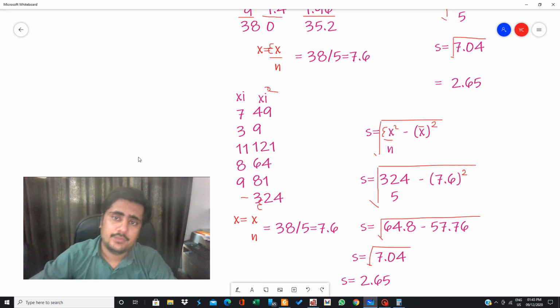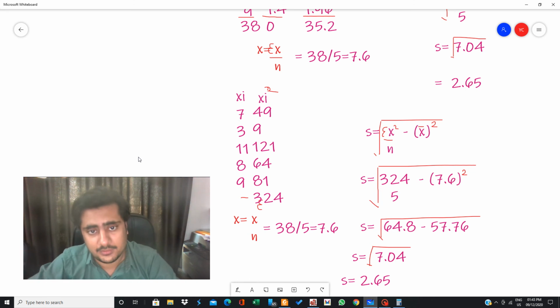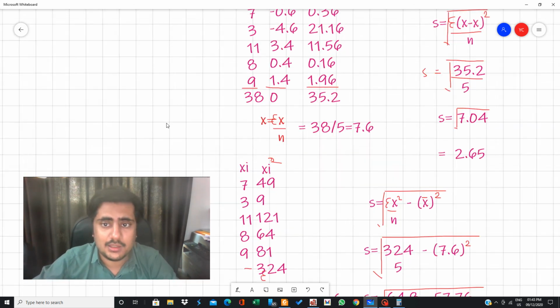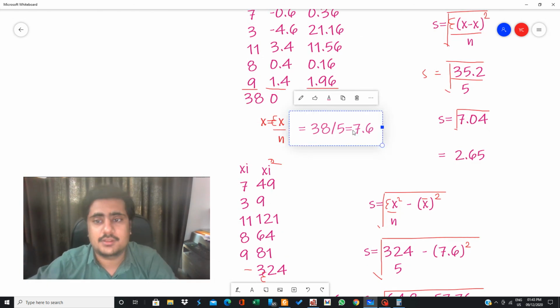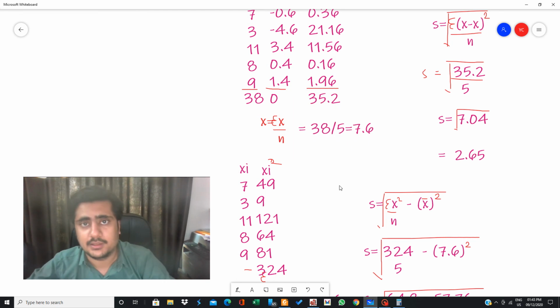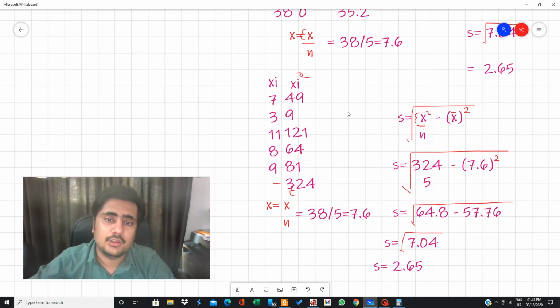Now I'll tell you when it's easy to find with which formula. When you get x bar in fractions. See, this x bar is a fraction, that is 7.6. It's not 7 or 8. In this kind of case, generally, and I'm using the word generally, this formula is very easy.